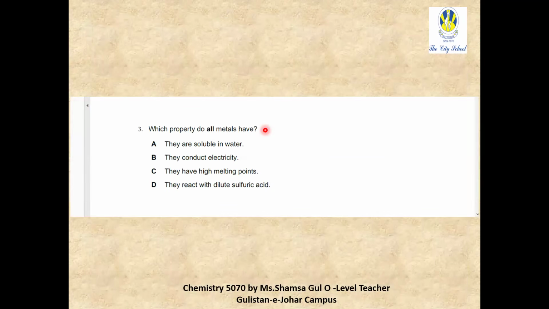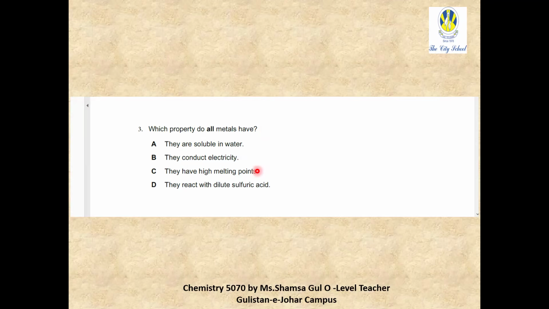Which property do all metals have? B, they conduct electricity. See, all metals are not soluble in water, but what is correct for all the metals? It's already written in bold, so it's going to be B. Okay? Is it clear, girls?